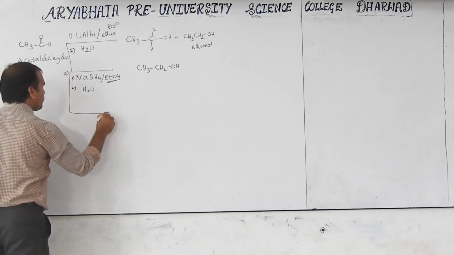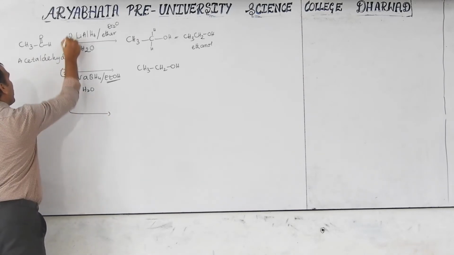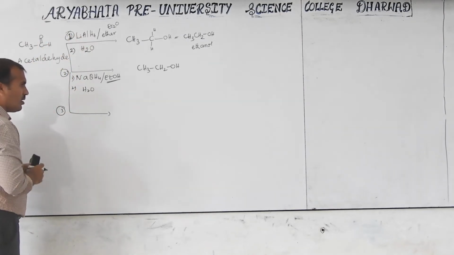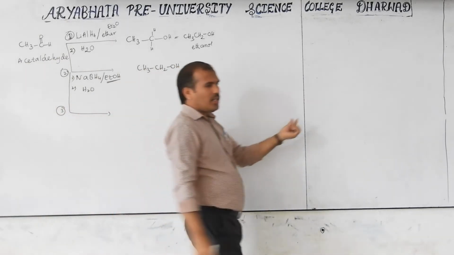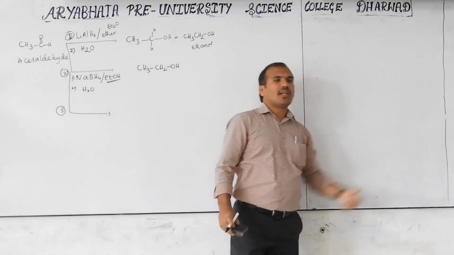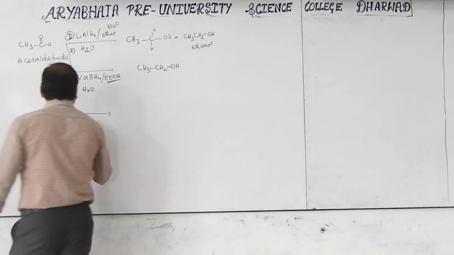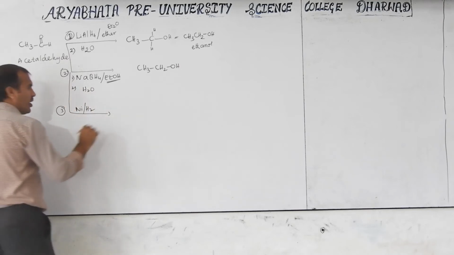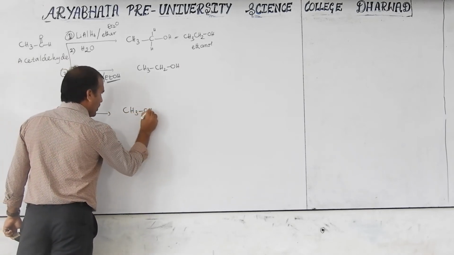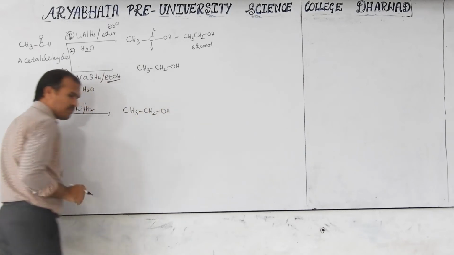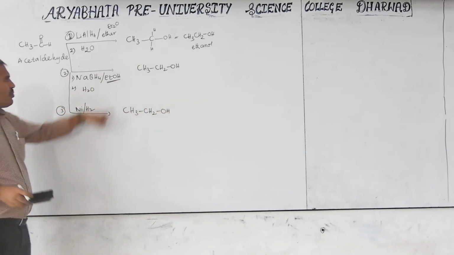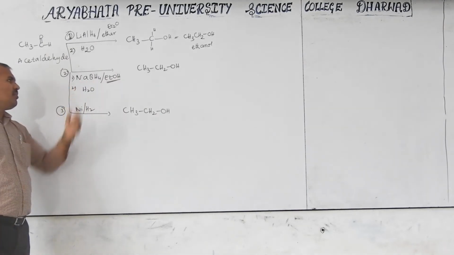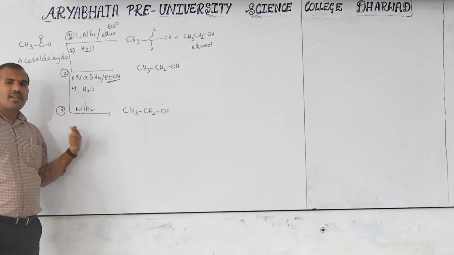Next, the third one. How many reagents in total? We have used two reagents. Next, the third reagent. I already explained the first one is lithium aluminum hydride, then sodium borohydride, and next is metal hydrogenation. Now take any one metal, for example nickel, with hydrogen. Here also the product will be the same, CH3, CH2, CH2, OH. In all cases the product is the same, so you can use any one. But generally which is better? This is the better one, the metal catalyst.